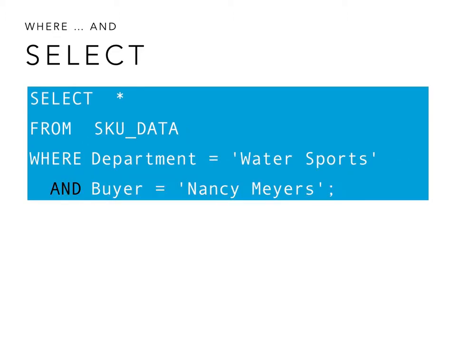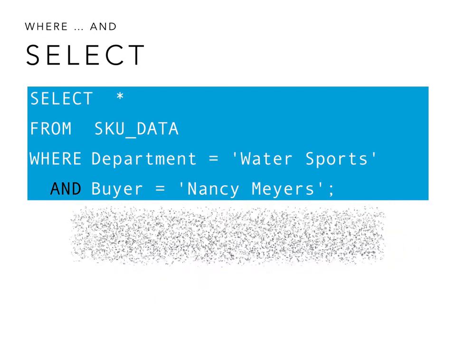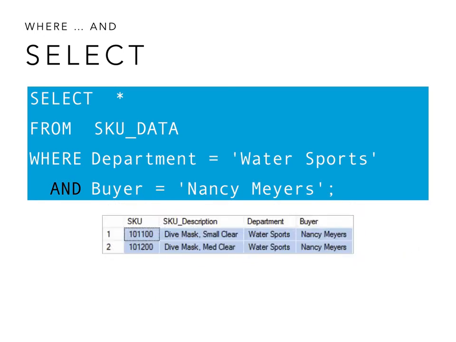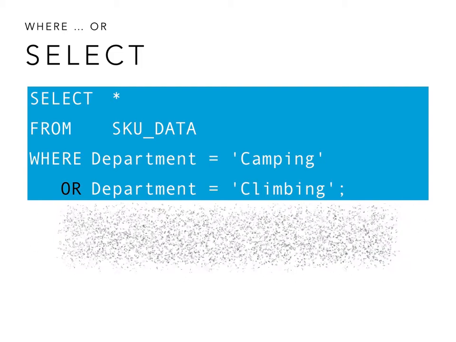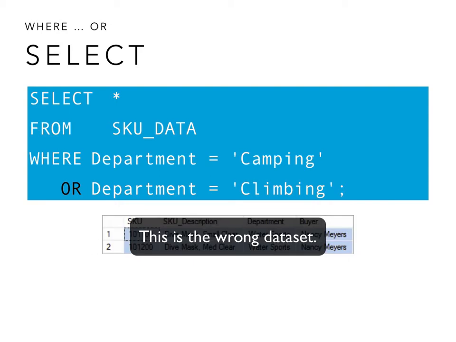Okay, we can make conditions that are compound, meaning there are ands and ors. You understand that with your programming language background, what that means. So they're still fairly simple to understand, conditions that are compound. They can have multiple clauses. So in this case, we expect the department to be water sports and the buyer's name to be Nancy Myers. Likewise, we could say or, in this case, we'll accept department equals camping or department equals climbing. That makes sense what that would do there.